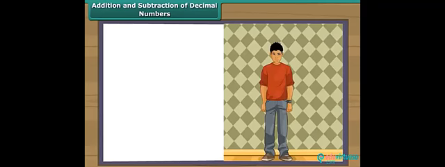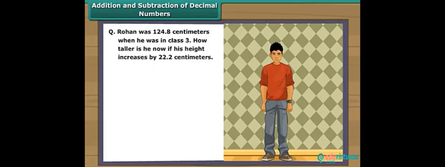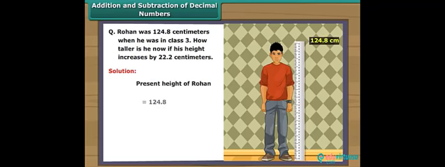Addition and subtraction of decimal numbers. Rohan was 124.8 centimeters when he was in class 3. How taller is he now if his height increases by 22.2 centimeters? The height of Rohan is equal to 124.8 centimeters plus 22.2 centimeters. Remember, while adding the numbers, the decimal point of another number lies exactly below that of first number.